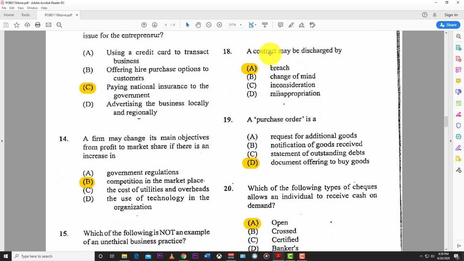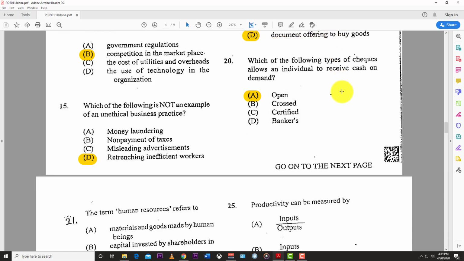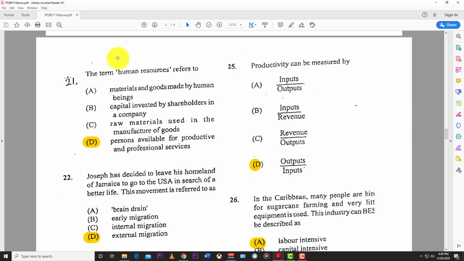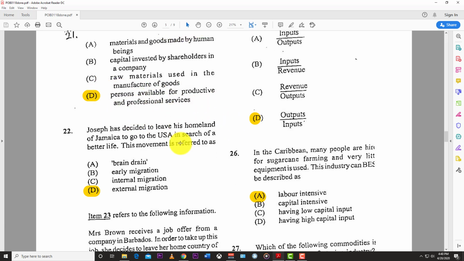Number 18, a contract may be discharged by a breach. Number 19, a purchase order is a D, document offering to buy goods. Number 20, which of the following types of checks allow an individual to receive cash on demand? The best answer is an open check. Number 21, the term human resource refers to D, persons available for productive and professional services.